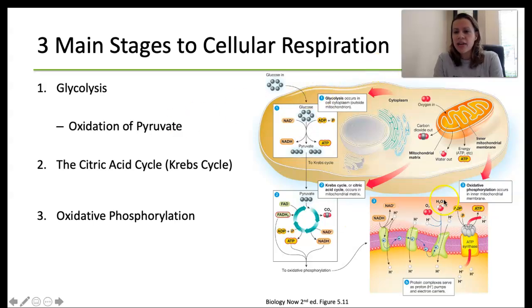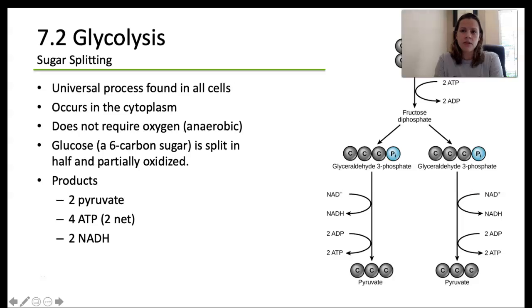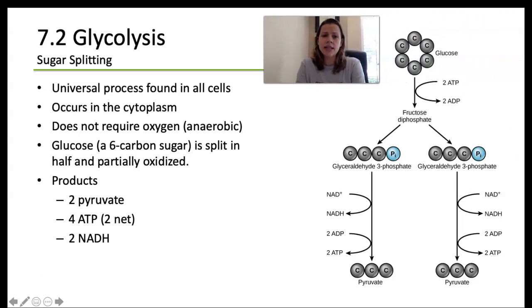I have a diagram here that is more generalized, and it shows how glycolysis happens. This is a whole cell. Glycolysis happens in the cytoplasm. And then inside our mitochondria is where we're going to have the Krebs cycle and oxidative phosphorylation. So the first step is glycolysis.